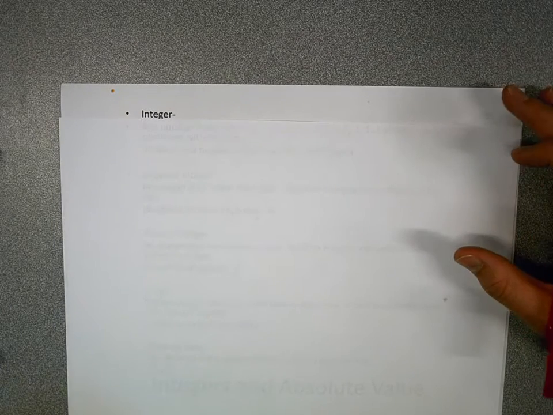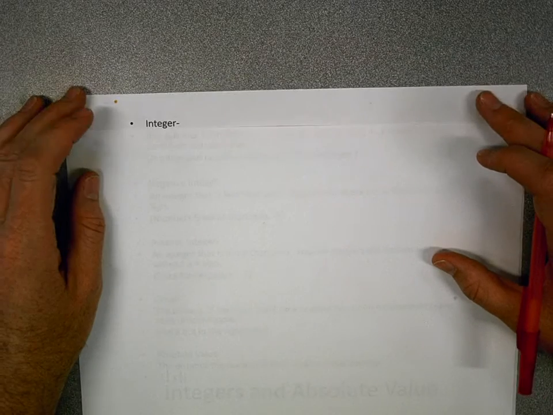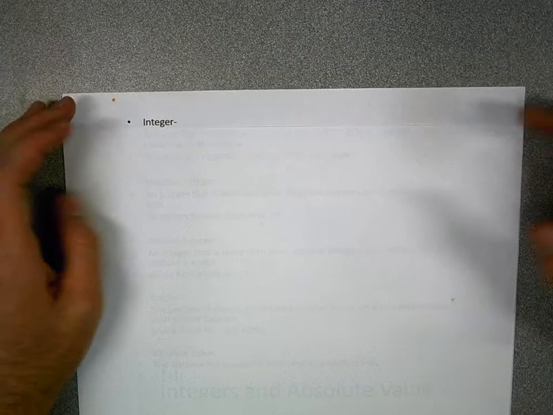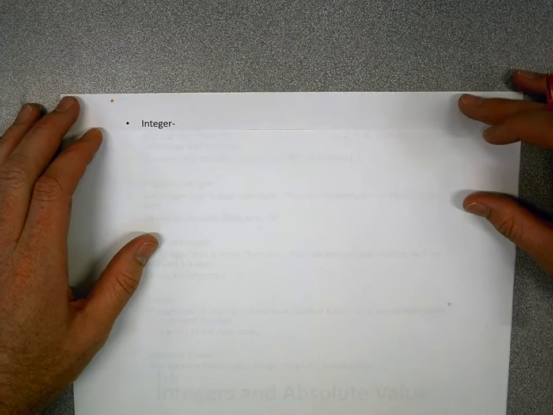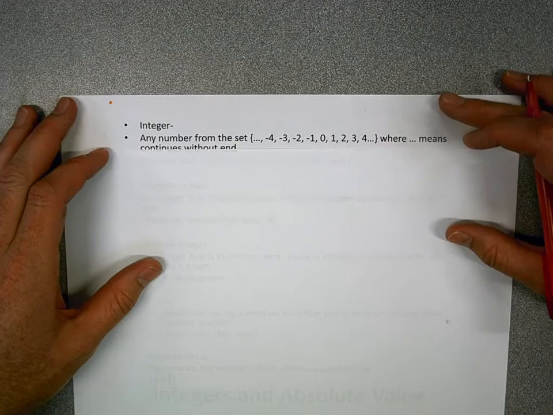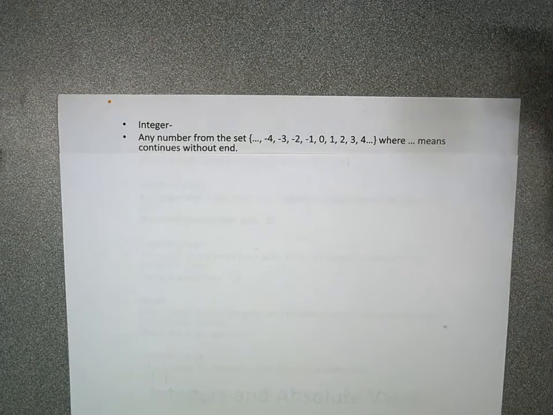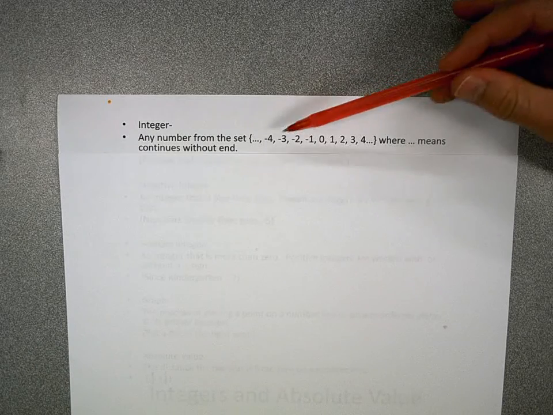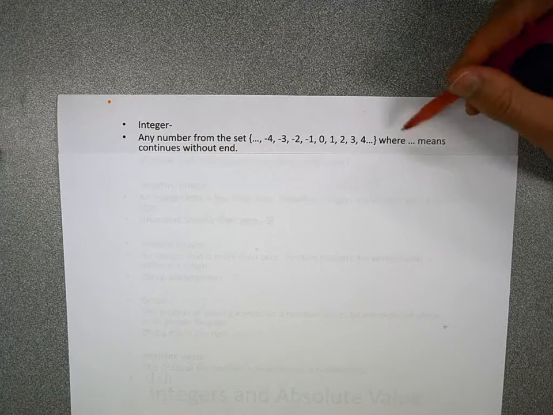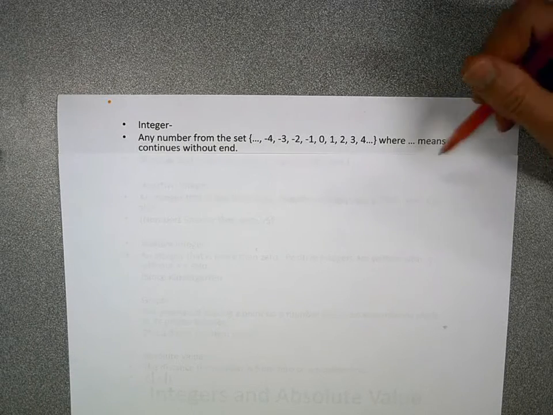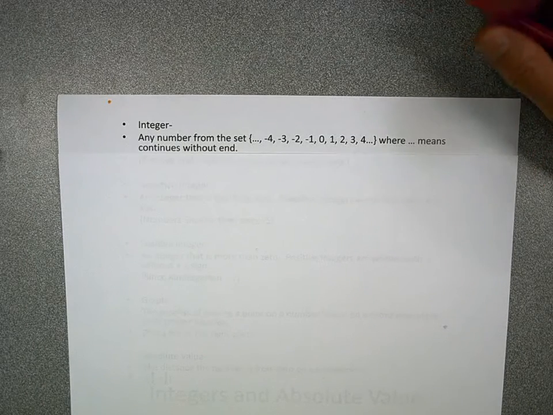Our very first word today for our vocabulary is the word integer. So integer, everyone. Okay, so for integer, here's what your book says. An integer is any number from the set, and of course you see in the set ellipsis, and then you have -4 all the way through +4, where the 3 dots, the ellipsis, means it continues without end.